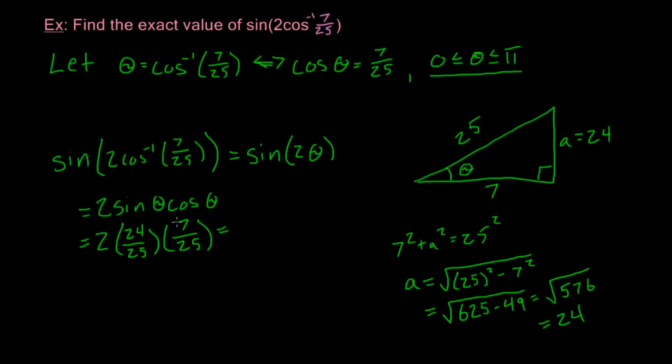Multiplying this out, we have 2 times 7 times 24, which is 336, all over 625. And this does not reduce at all because the only factors of 625 are multiples of 5, and there is no 5 as a factor of my numerator. So we're as done as it gets.